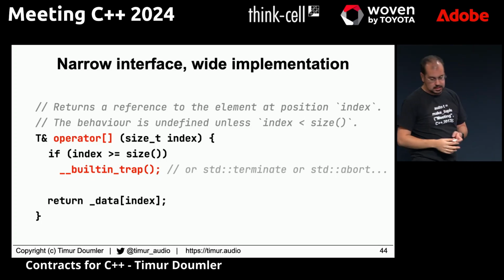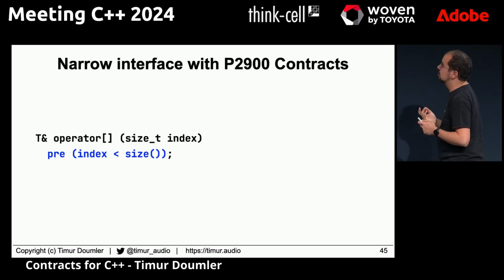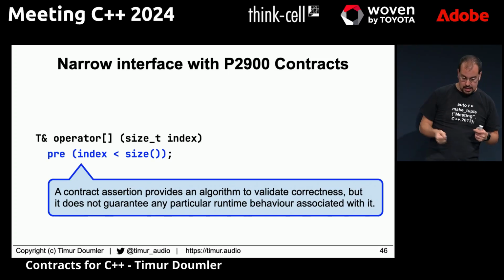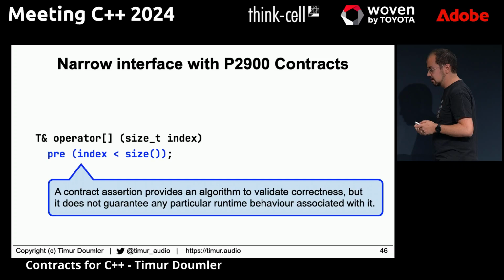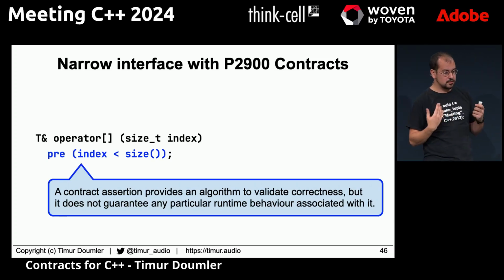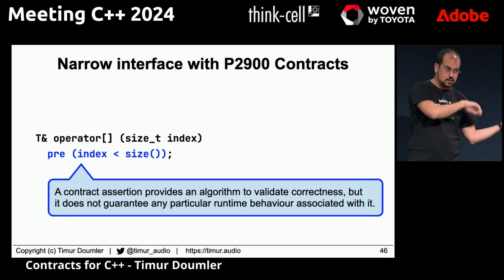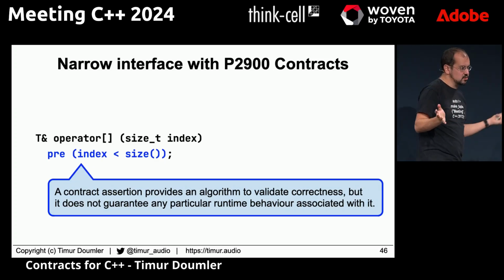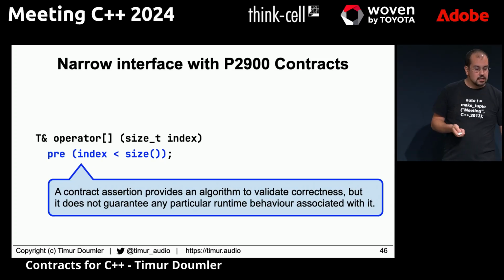So what contracts let you do is they let you just express that there's a precondition there, right? But this syntactic thing does not guarantee any particular runtime behavior associated with it. So it could terminate, it could just ignore it. It depends on what you want to do. So it gives you this freedom to choose, depending on the use case, whether you want to perform the extra calculation to make sure you're right, or whether you want to just move on because you're pretty sure you're right. And if occasionally you're wrong, then that's fine in this case.